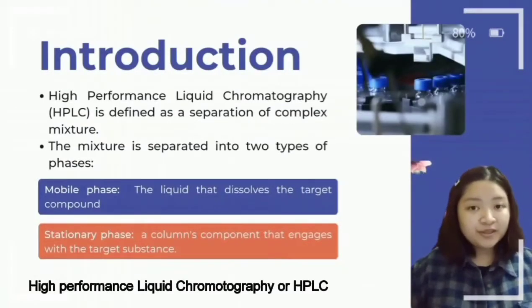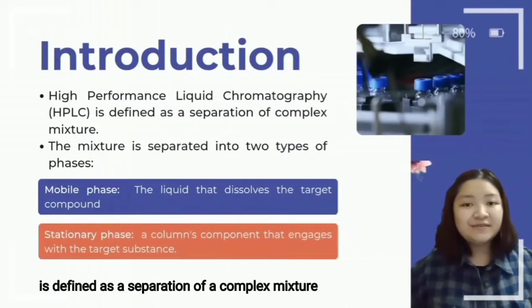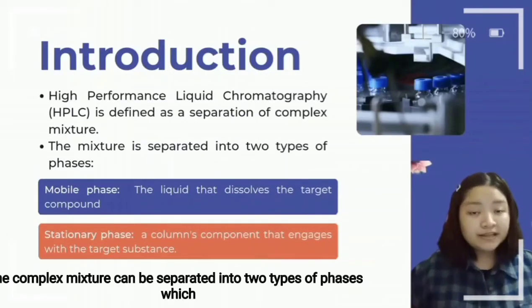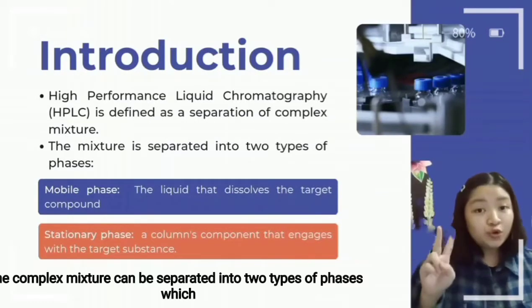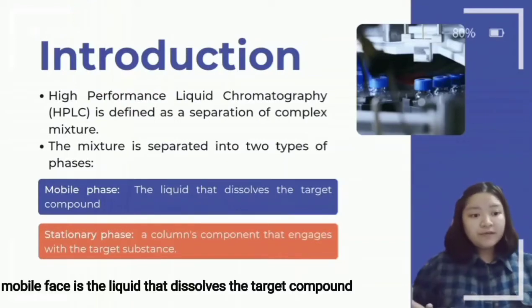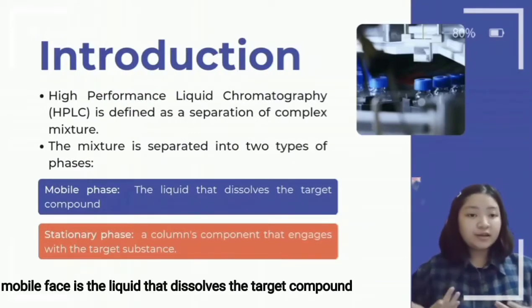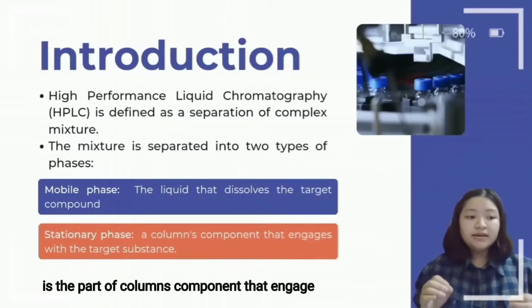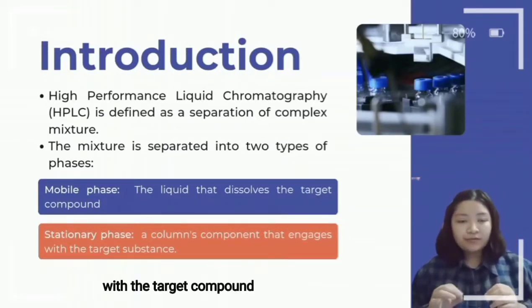Let's go. High performance liquid chromatography, or HPLC, is defined as a separation of a complex mixture. The complex mixture can be separated into two types of phases, which are mobile phase and stationary phase. Mobile phase is the liquid that dissolves the target compound, while stationary phase is the part of a column's component that engages with the target compound.